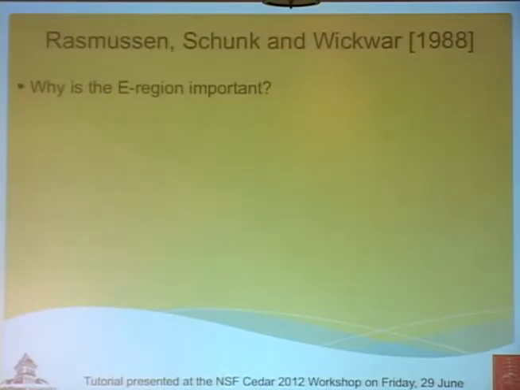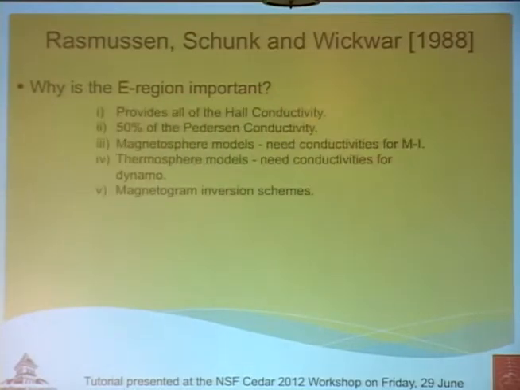Craig Rasmussen, Bob, and Vince had an interesting paper in the same year. And what they did was they demonstrated in different ways that people do care about the E region. It provides almost all of the Hall conductivity, 50% of the Pedersen. Magnetospheric models absolutely need this and need it much better than we're doing today for MI coupling work. But also thermospheric models that have dynamos. The actual location of these conductivity layers is really critical. So magnetometer inversion schemes too. So there was this feeling that in 1988 it was really important.